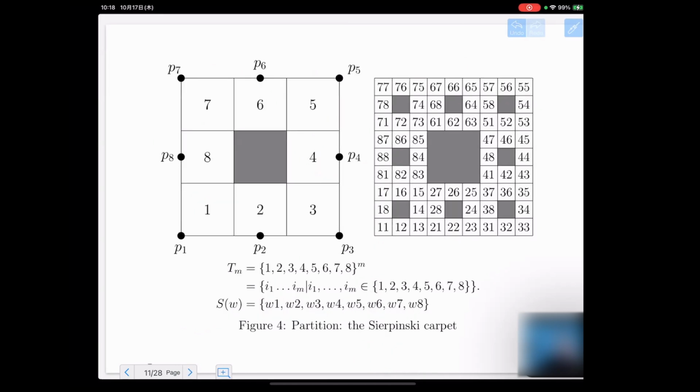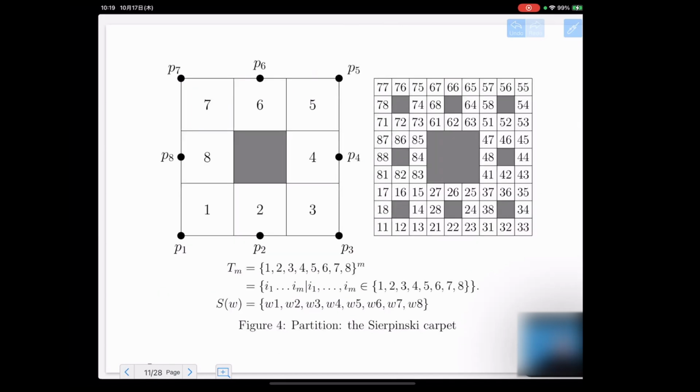And for the Sierpinski carpet, or the self-similar set, we have a natural partition of the space. For example, in the case of the Sierpinski carpet, as the first step, there are 8 contraction mappings. So we have 8 symbols, and we have 8 pieces. We divide the space into 8 pieces. And in the next step, we divide each one into 8 pieces, and so on and so forth. Okay. So this is a natural partition of the Sierpinski carpet.